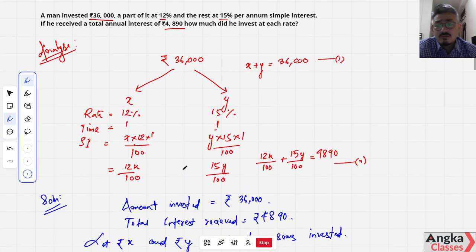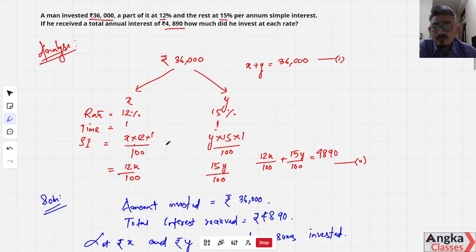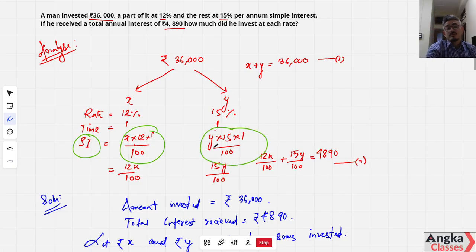So this is how you solve this question. For any simple interest question, use the formula simple interest is equal to PRT by 100 and approach the question accordingly.